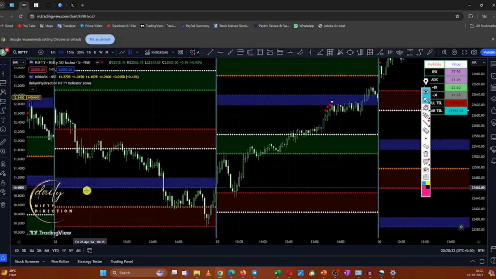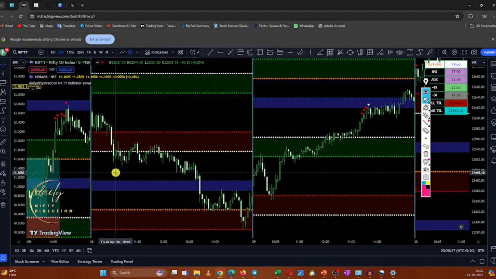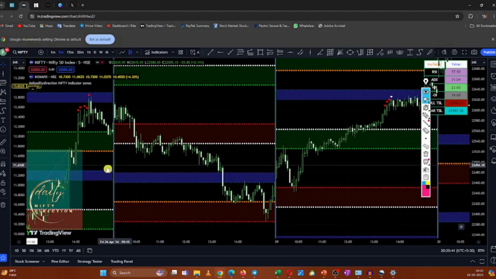This indicator will help you earn daily, almost daily. Let us say someday it takes your SL, so it is okay to give you SL. It is okay to give you SL.